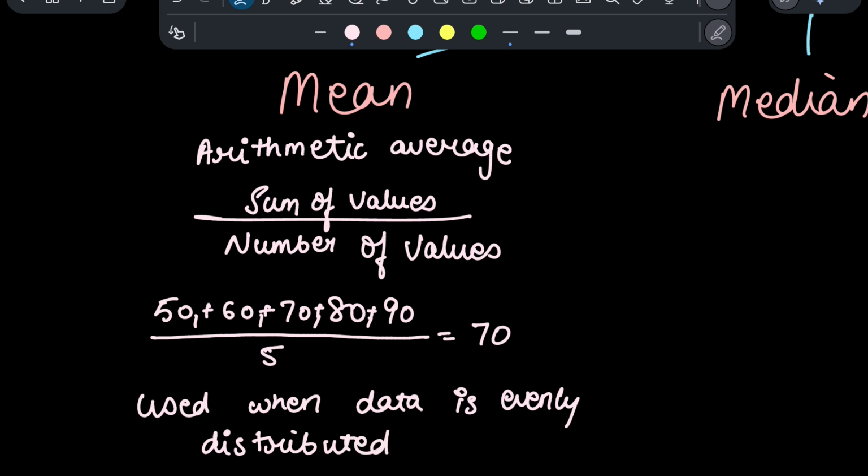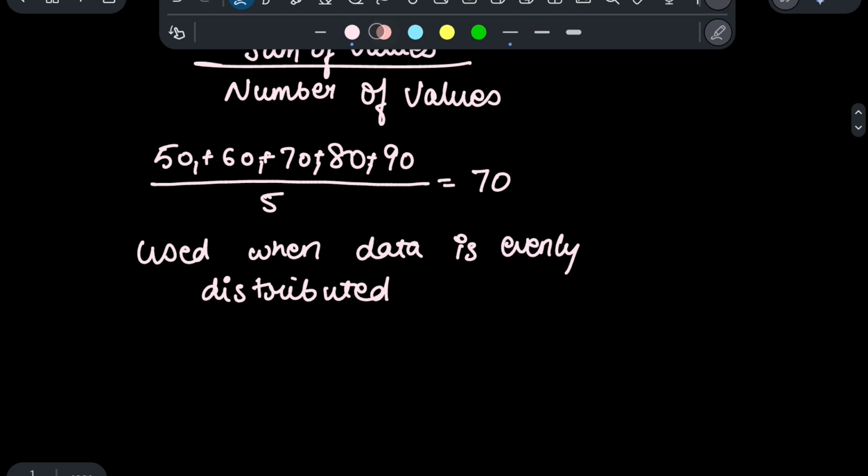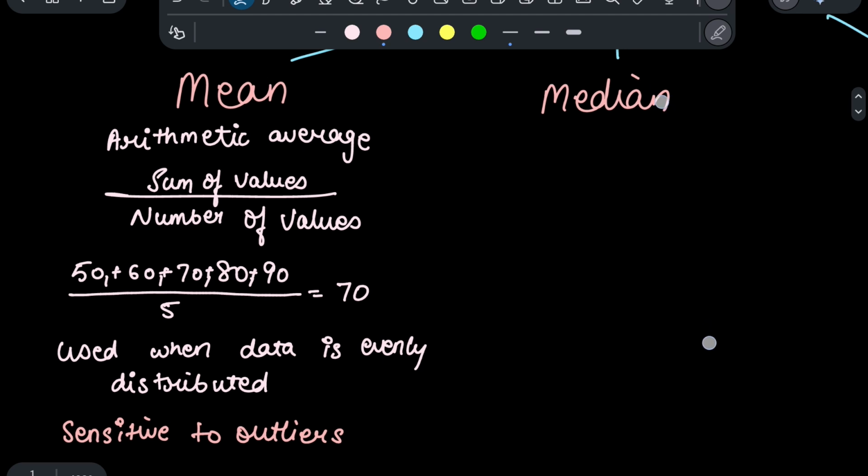Talking about its limitations, the mean is sensitive to outliers, which I will be showing you in the later part of this video. So make sure you watch the video till the end.